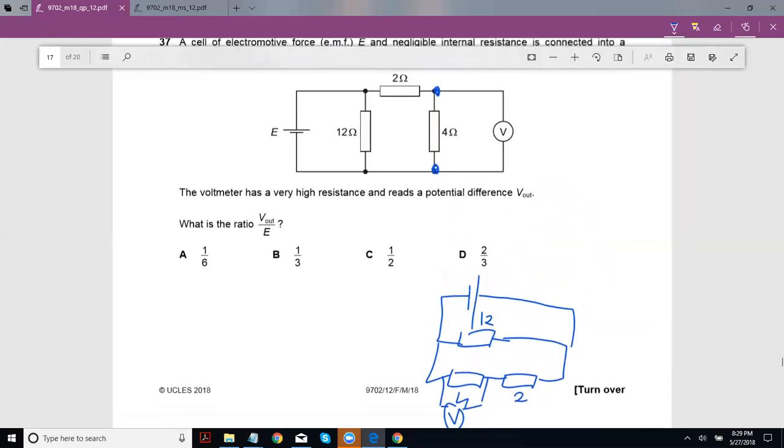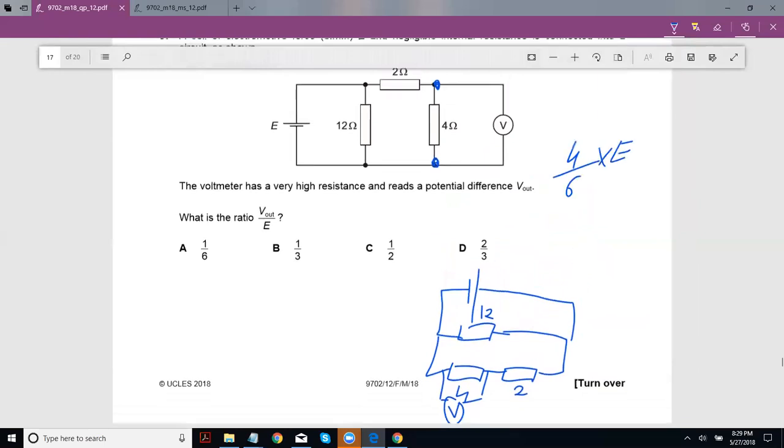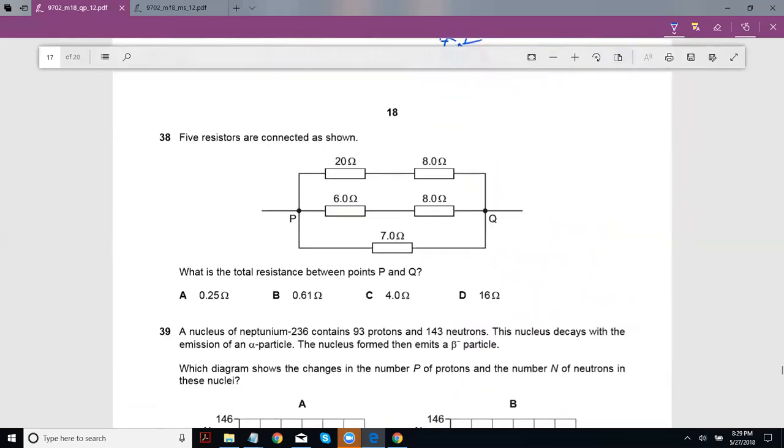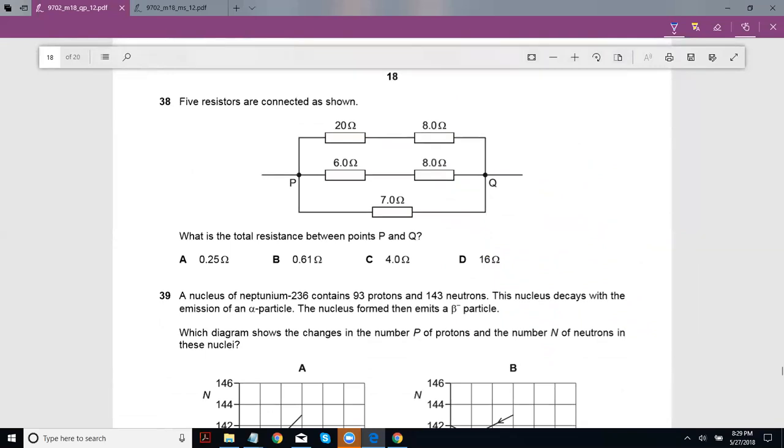And the voltage of the 4 ohm one would be 4 upon 6 into E. So this would be 2 over 3 E, which is D. This is your V out. If you divide V out by E, E cancels out and you get your ratio. Basically. 5 resistors are connected as shown.